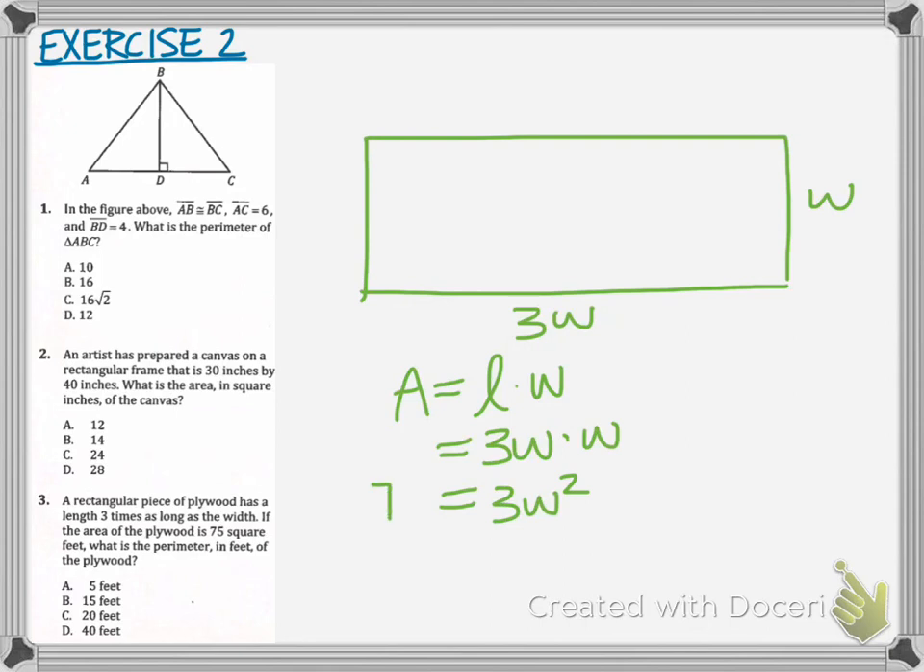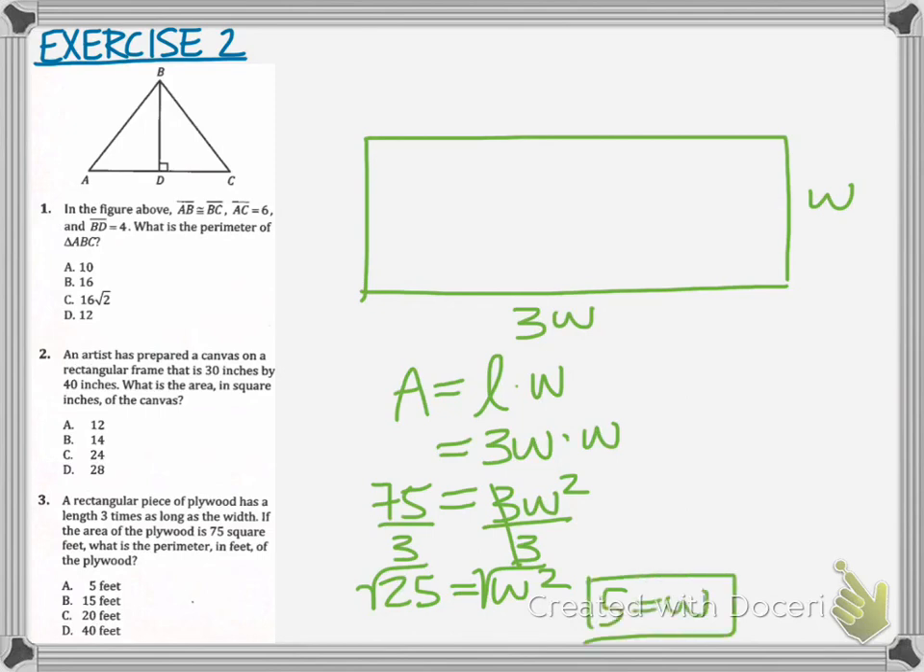And we know the area equals 75, so we just have to solve for W. So first we need to get the W squared by itself, so we're going to divide both sides by the 3. And then we're going to have 25 on the left, w squared on the right. Whenever you have a variable squared equals a number, we're going to take the square root of both sides. So that means w equals 5. So that is now the width. So the width is 5, and the length is 3 times the width, or 3 times 5, which would be 15.